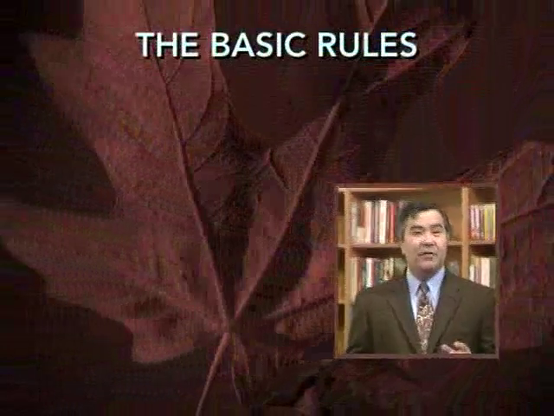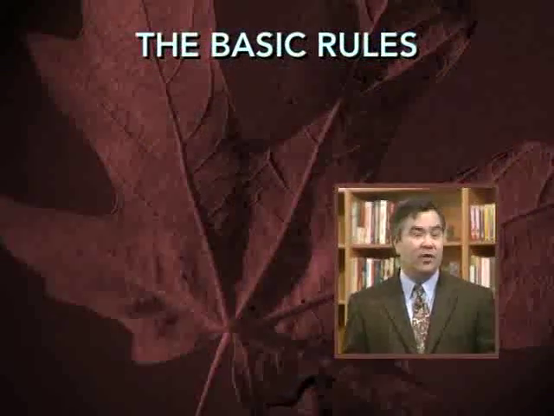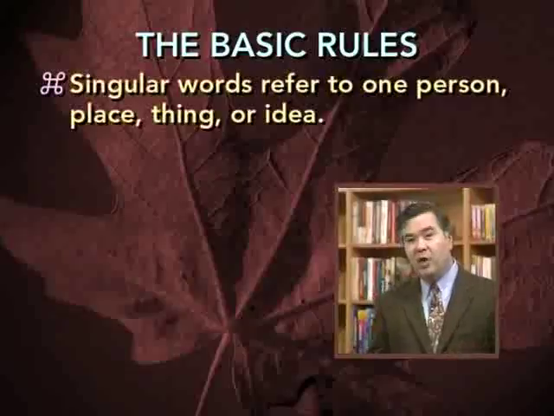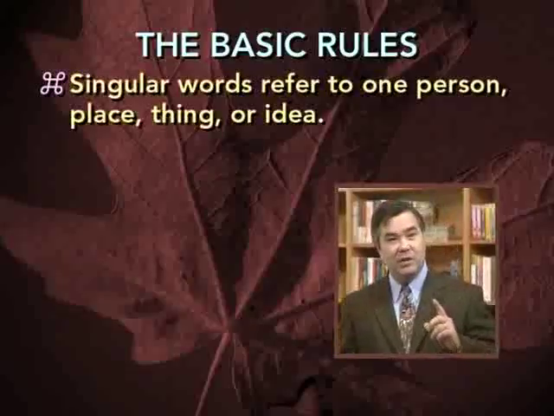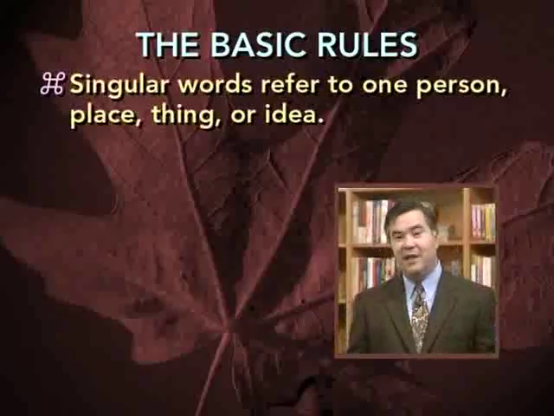The first kind of agreement that's important for you to understand is agreement between subjects and verbs. And when we're dealing with subjects and verbs, the most important kind of agreement has to do with singular and plural. Let's start with the basic rules for understanding this kind of agreement. First, what does singular and plural refer to? Singular words refer to one person, place, thing, or idea.